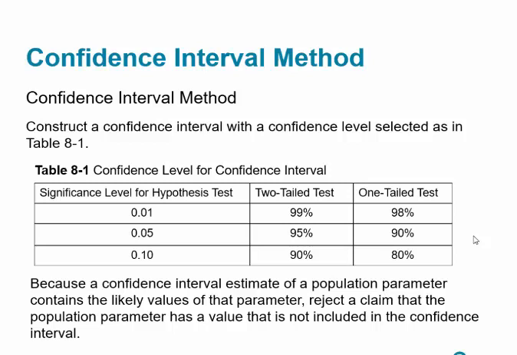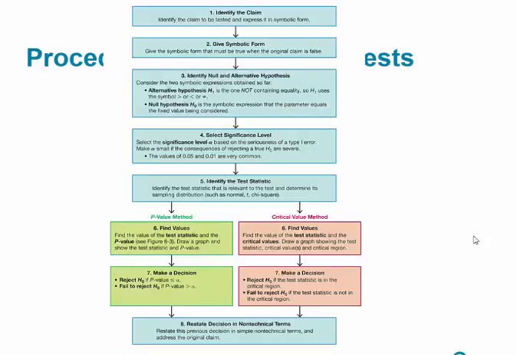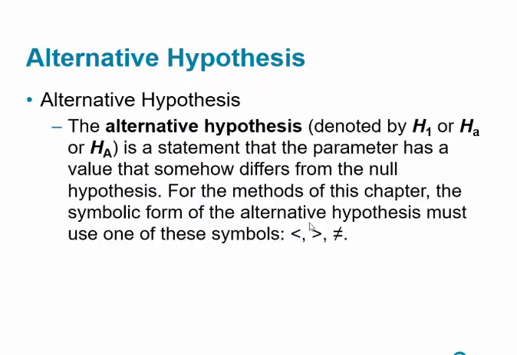Again, the significance level for a hypothesis test, that's your alpha, a 2-tailed test, and a 1-tailed test. So one of the things that I do want to tell you is that since we are going to use either less than, greater than, or not equal to, each one of these symbols for the alternative hypothesis refers to a specific test. Less than will be a left-tailed test, greater than will be a right-tailed test, and not equal to will be a 2-tailed test.